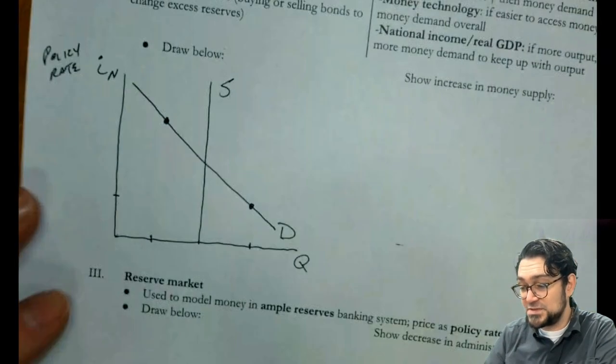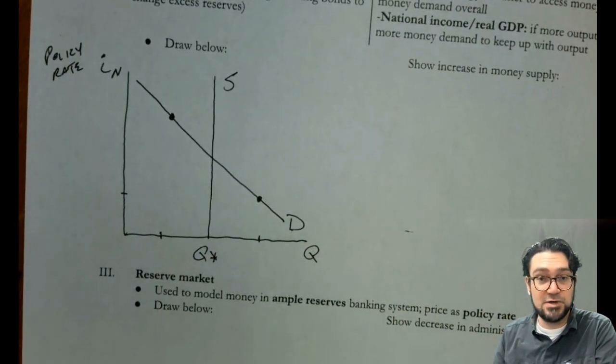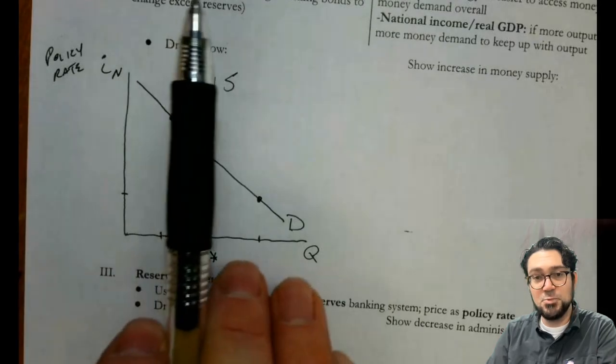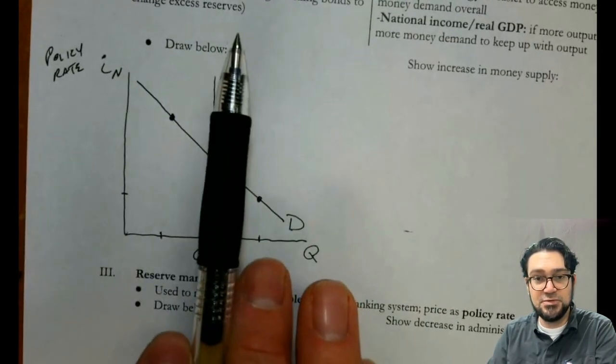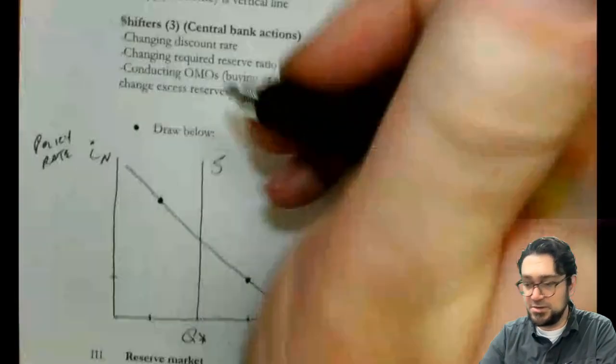So the money supply curve is vertical. That's because the central bank picks Q star amount of money that they want to create. So when the central bank creates more money, the curve shifts to the right. When they decrease the money supply, it shifts to the left. Now, the shifters of the supply of money are listed here.